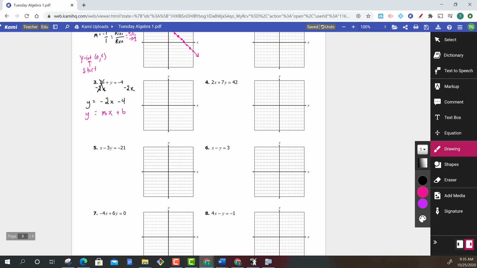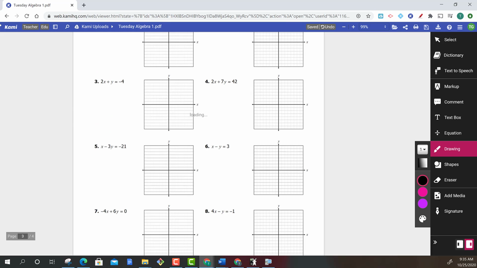So our slope is -2/1. So that means it's going down 2, right 1. But we've got to figure out where our starting point is. Our starting point is at the point 0, -4. Remember, that is the y-intercept. So you're always going to start on the y-axis when you do these problems. So there's the y-intercept, 0, -4.